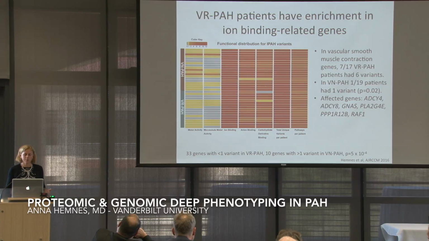So, in fact, when we looked at vascular smooth muscle contraction genes, there were 7 variants that were identified in the vasodilator responsive PAH patients, with 7 patients having one of 6 variants, but they were only present in 1 patient in the non-responsive PAH. And then when we looked at these 6 variants, you can see they're here.